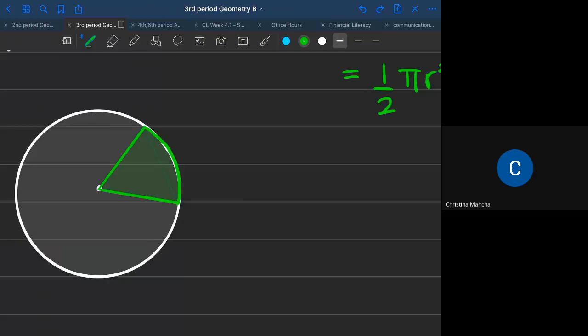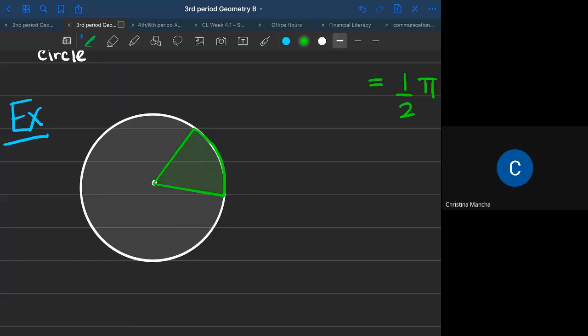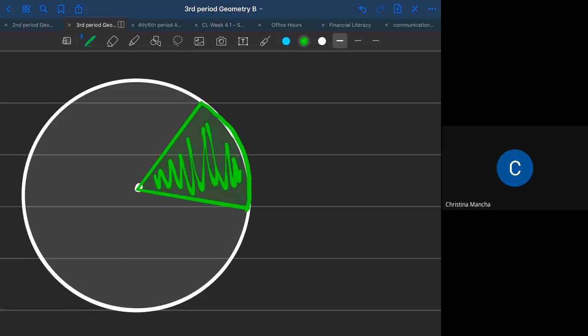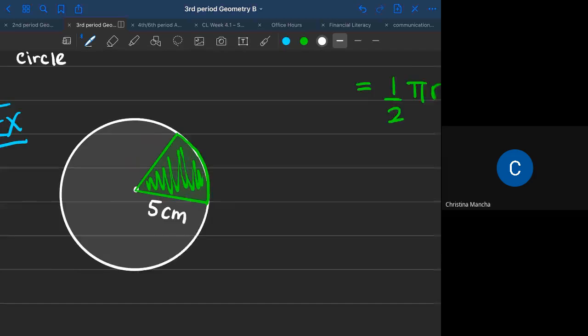Okay. So here's our circle, right? Let's say that we wanted to identify just the area, okay? So the inside of this section. In order to do that, we need to know what the radius is. So let's say that here it says 5 centimeters, okay?